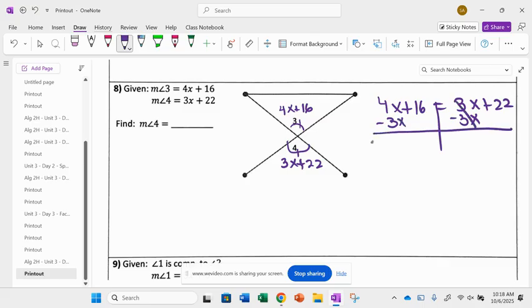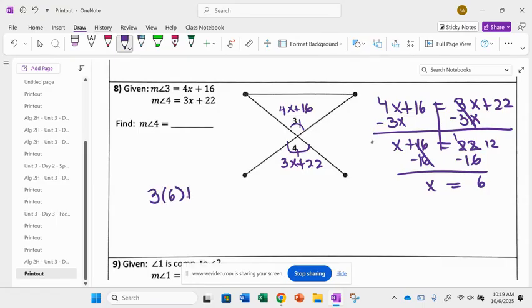Yep, all you had to do is make it. Good, you're good. So we're going to have x plus 16 equals 22 minus 16, borrow, x is equal to 6. So then we want to find angle 4. 3 times 6 plus 22, 18 plus 22. Carry that 1 becomes 40 degrees for angle 4. If angle 4 is 40 degrees, what does that mean for angle 3? Even though it's not asking it, it is also 40 degrees. You got it.